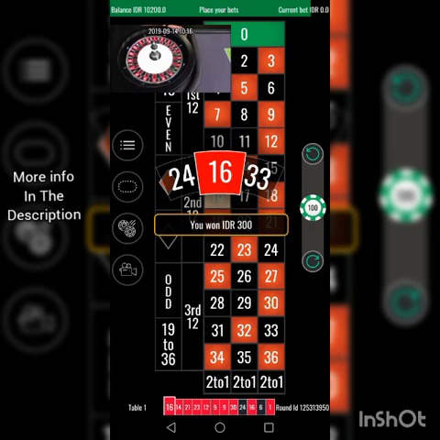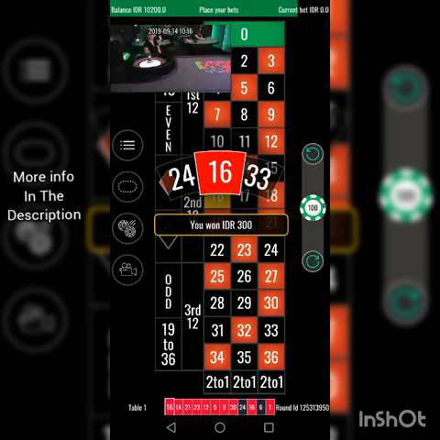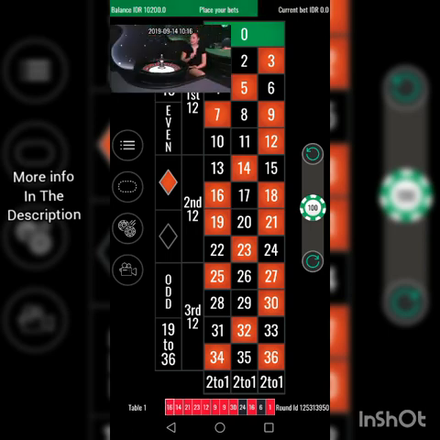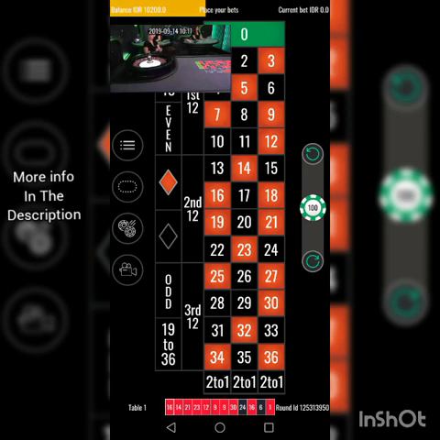Red 16, that's another win. There you go. Now I'm up 200 IDR. I started with 10,000. I'm positive 200. And basically, that's the easiest way of winning money on the European roulette table. You implement the Velocio method.